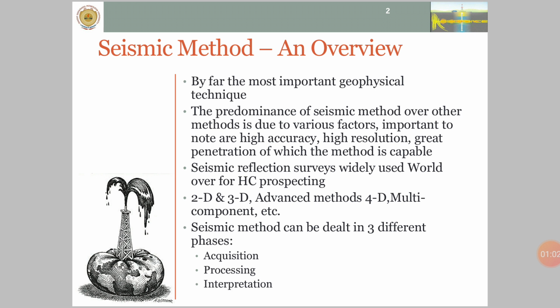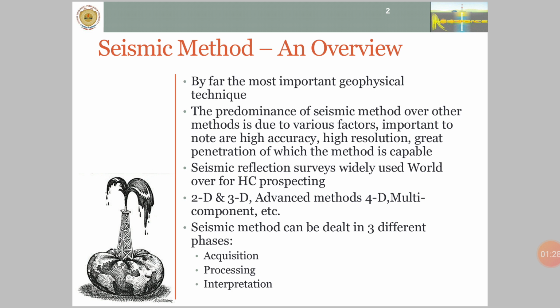Now we know that there are three types of survey: the 2D survey, the 3D survey, and an advanced method, the 4D survey. 4D survey is a multi-component survey which is done as a time-lapse survey. It is a 3D survey which is repeated after the production wells are drilled and production happens, so that we can understand how that hydrocarbon has moved when the production took place.